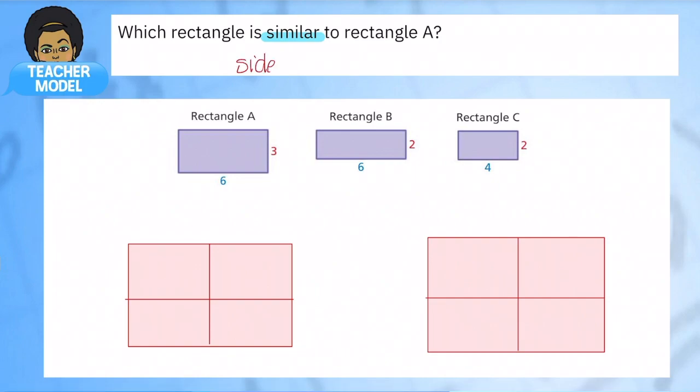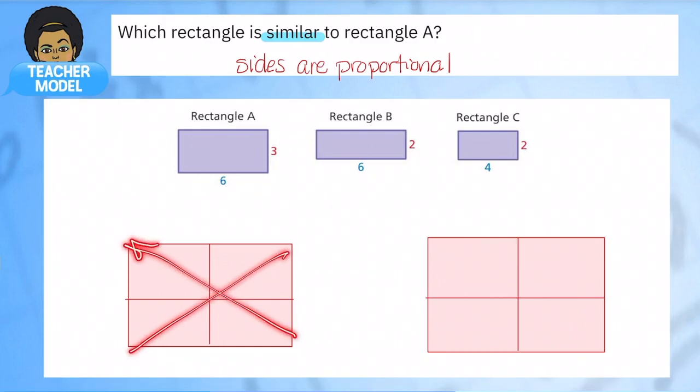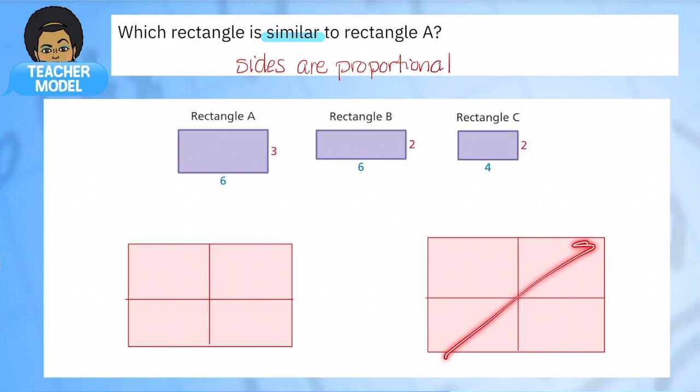So you're going to look for sides that are proportional to one another. So we're going to use math the same way that we did with rates and proportions from 7th grade. And we're going to see once we put in the numbers, if the cross products are equal to each other, then we know that they are similar to one another. If we do cross products and they are not equal, then they are not similar to one another.